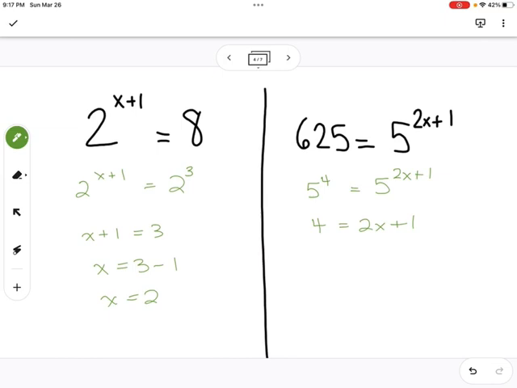Move the plus 1 over, becomes a minus. 4 minus 1 equals 2x. 3 equals 2x. Bring the 2 over and divide. 3 over 2 equals x. Okay, and we can keep that as a fraction or make it a decimal. So 3 divided by 2, that would give us 1.5.